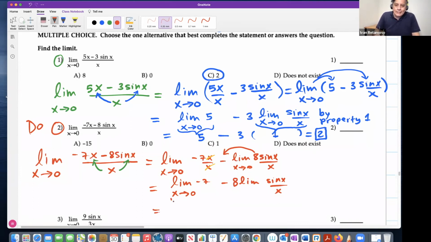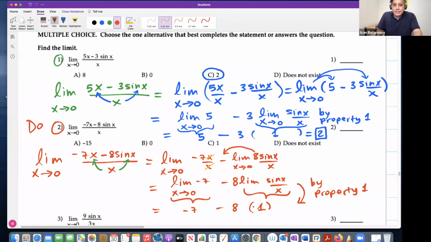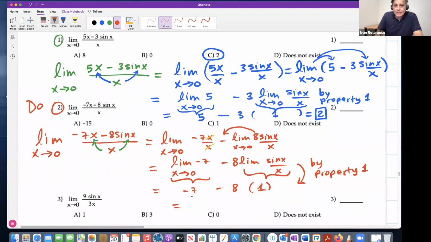But now, this is the limit of a constant function, the constant function equal to -7. The limit of a constant function is equal to this constant value. Over here, we have 8 times this well-known result. By property 1, this is just the number 1. The rest is just algebra, or arithmetic, if you prefer. Algebra, I would say. -7 minus 8 times 1, -7 minus 8, minus 15. Minus 15. That's it.